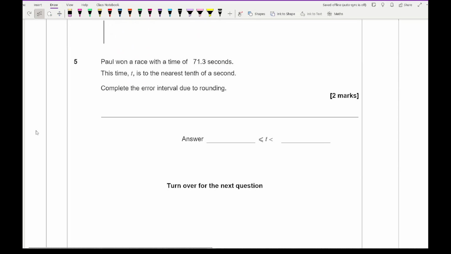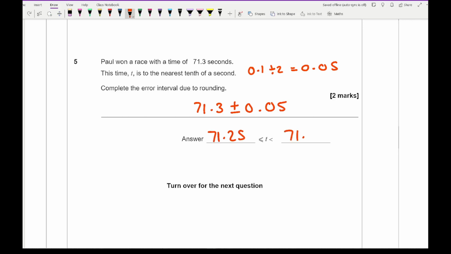Then with question 5, it says Paul won a race with a time of 71.3 seconds. This time t is to the nearest tenth of a second. Complete the error interval due to rounding. So here we've got a tenth. If we divide that by 2, we get 0.05, and so that's what we're wanting to add to and subtract from 71.3. So if we do that, what do we get? Well, we get 71.25 and 71.35.